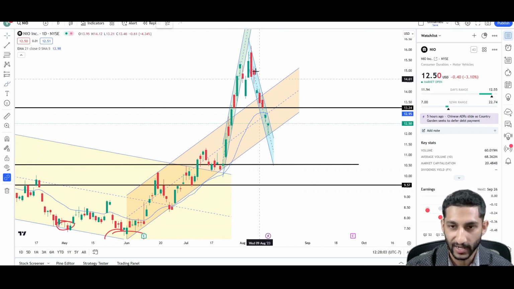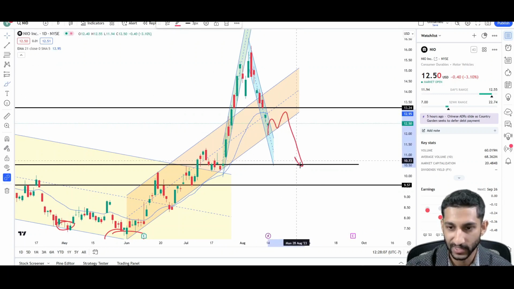I care about the structure. It's a downtrend in play. Even if we see a break of it, there's a good chance we see lower prices.